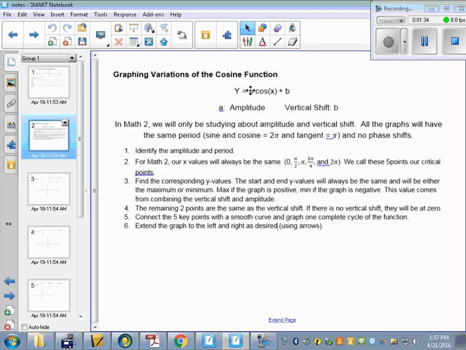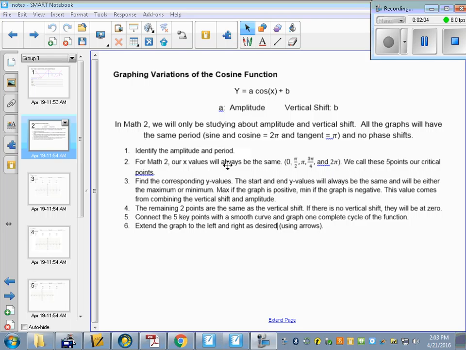Just like yesterday where we said a times sine of x plus b, and we identified things, we're going to do the same thing with cosine. Just like with our sine function, a in our cosine function does stand for amplitude, and b does tell us our vertical shift. So a lot of the things here are going to be very similar. We're still going to have the same period length. We're still going to identify amplitude and period first.